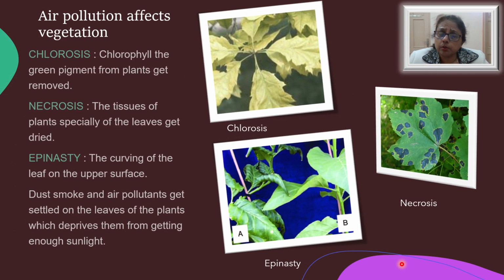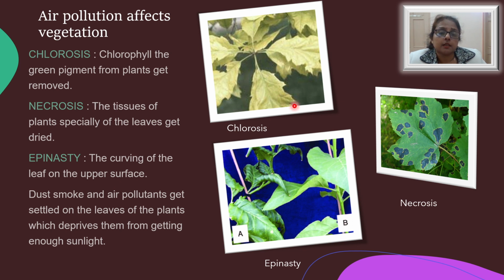Air pollution also has a very strong impact on vegetation. Here you can see that if the vegetation is exposed to a huge amount of air pollution, it can cause chlorosis among plants. Chlorosis refers to when chlorophyll, the green pigment, gets removed from plants. So here you can see how the green color of the leaves has been removed, or the leaves are deprived of chlorophyll.